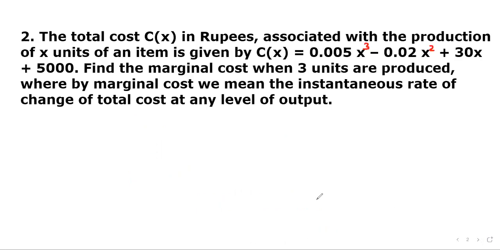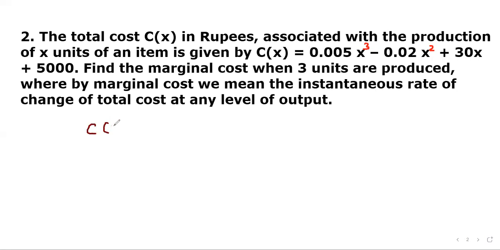Now let's consider the second question. The total cost C(x) in rupees associated with the production of x units of an item is given by C(x) equal to 0.005 x cube minus 0.02 x square plus 30x plus 5,000. Find the marginal cost when 3 units are produced, where by marginal cost we mean the instantaneous rate of change of total cost at any level of output.